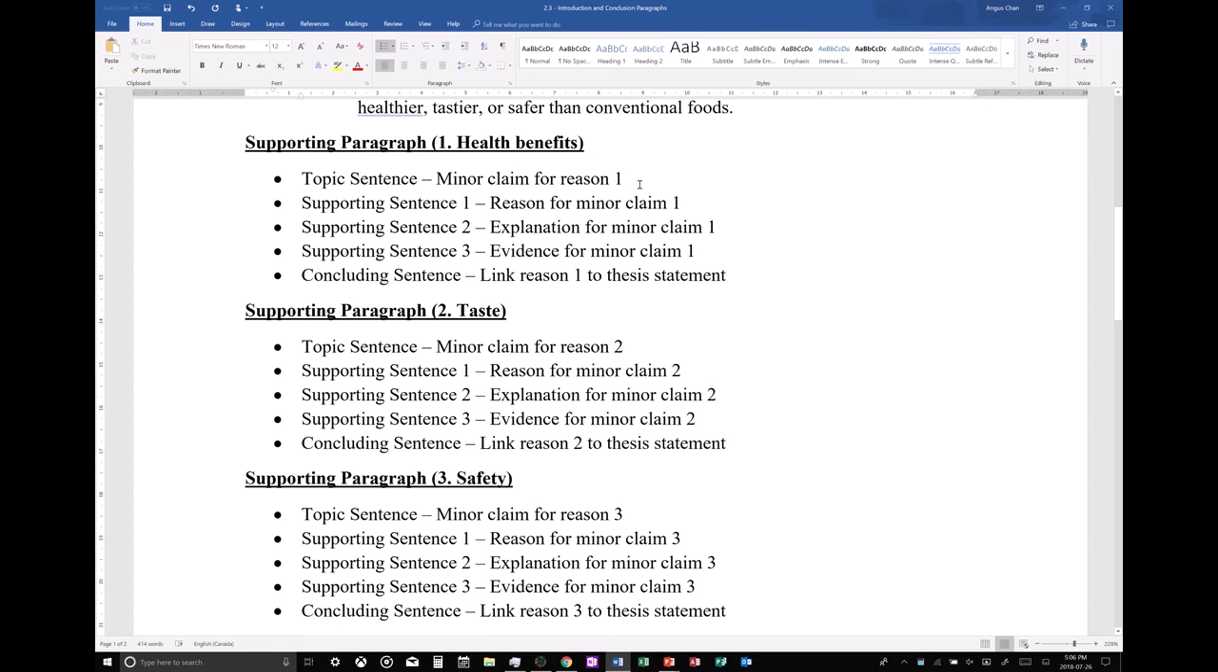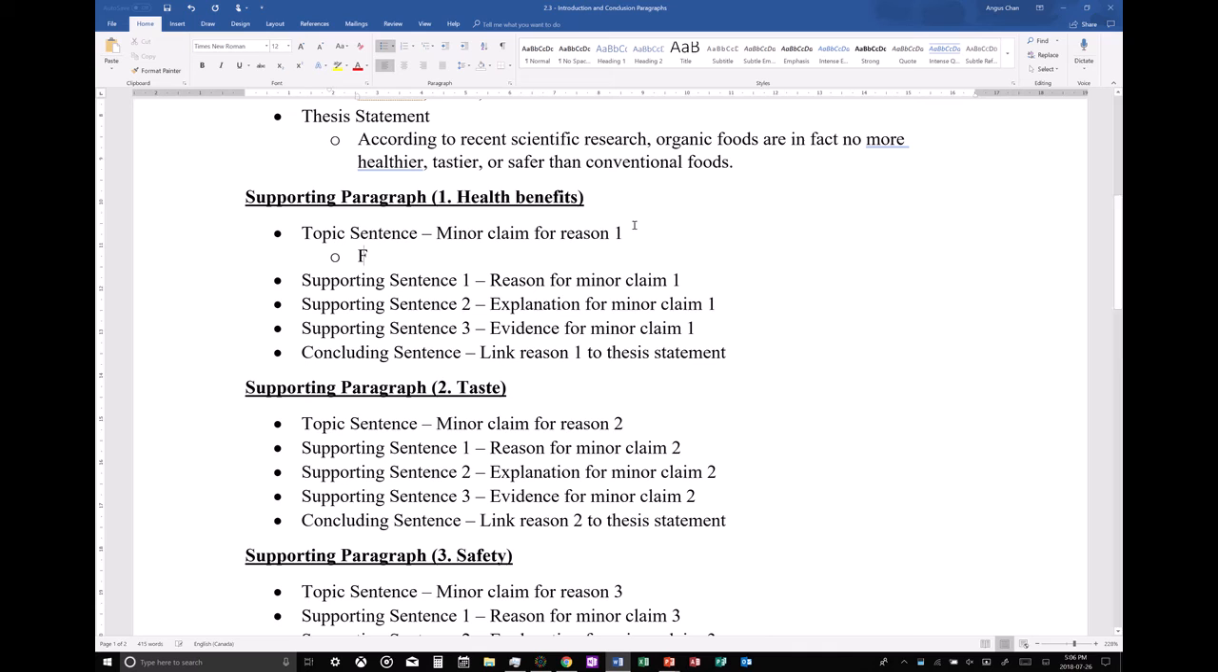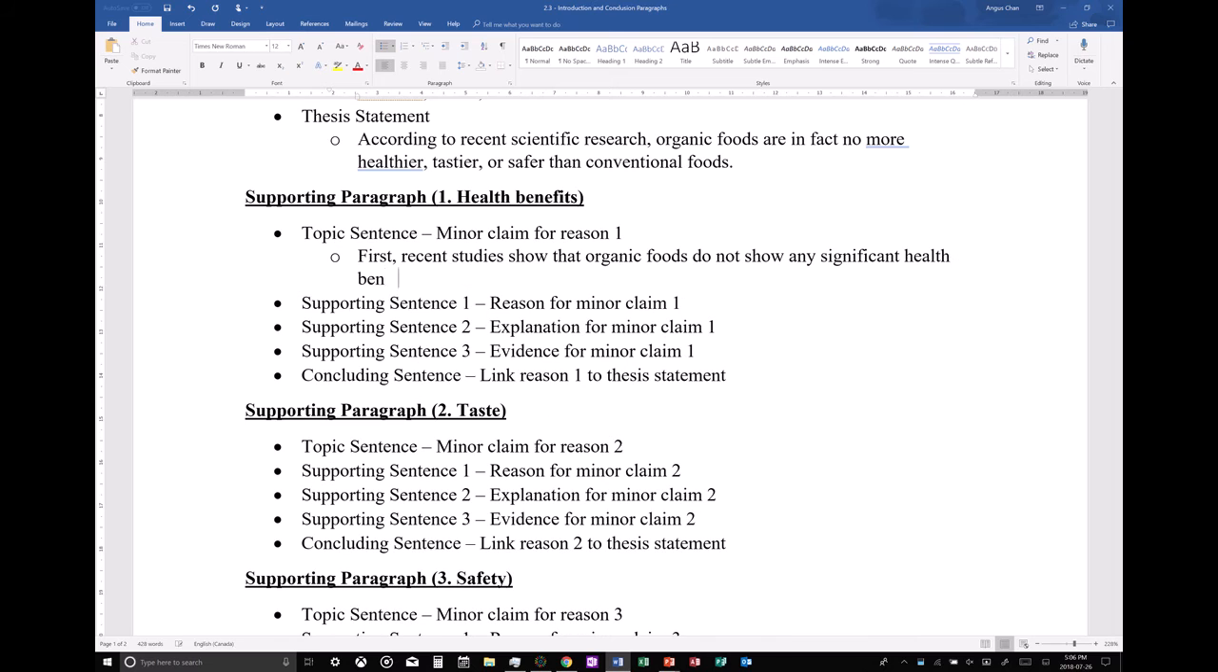So if we were to use an example, would say something like this. First, recent studies show that organic foods do not show any significant health benefits over conventional foods. So here I have my minor claim for reason 1.